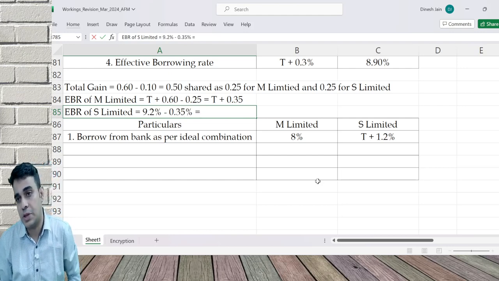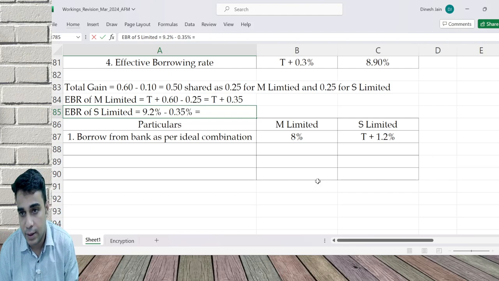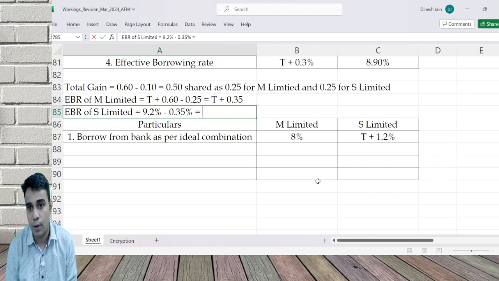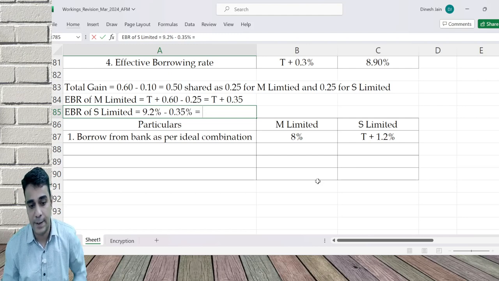See, if you are able to do structuring, great. If you're not able to do structuring, then you stop with the effective borrowing rate. Structuring is not difficult. You practice 2-3 times, things will automatically fall in place. How much is this?